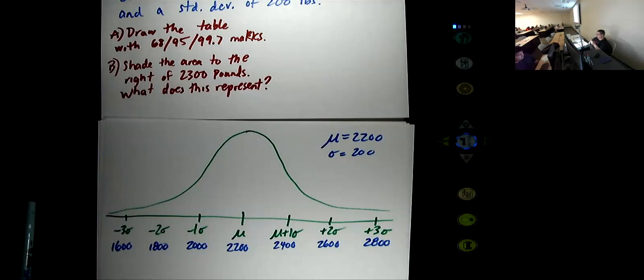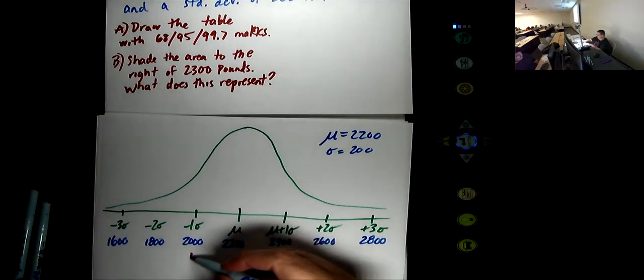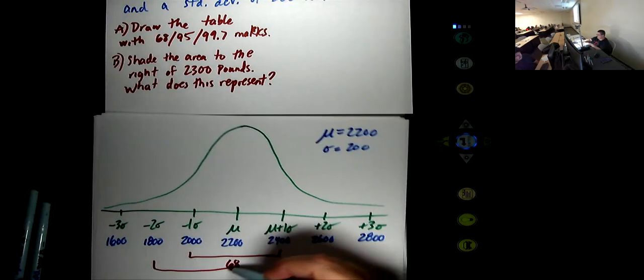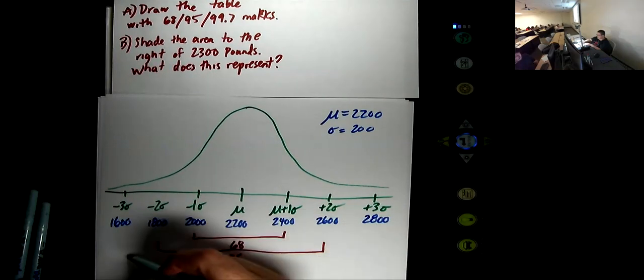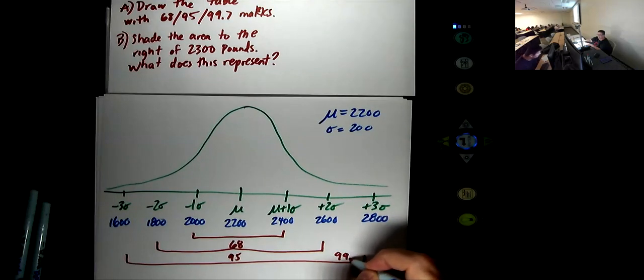Those are the 68, 95, and 99.7% check marks. So this is 68 between those two, 95 there, and 99.7 there.